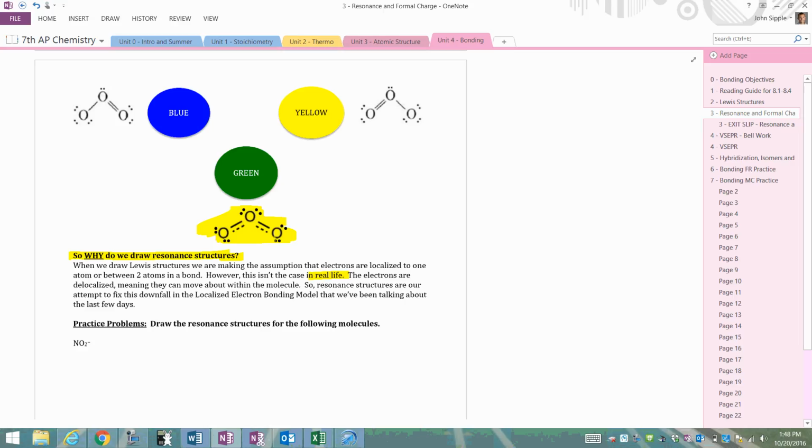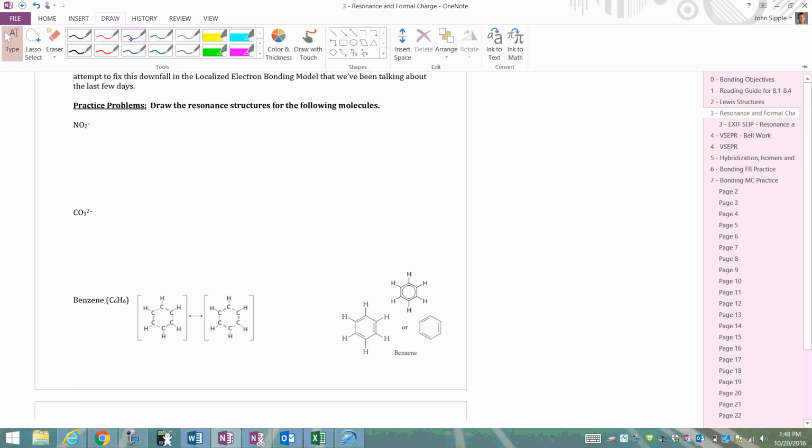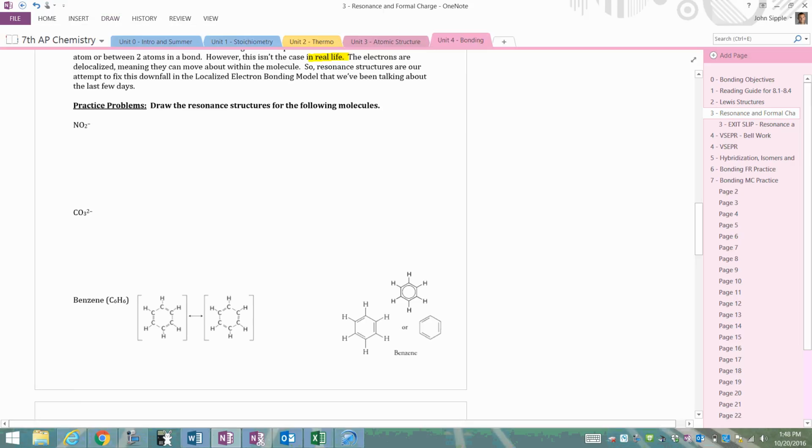That's why we labeled this blue and yellow make green. It's a blend between the different resonance structures that we're drawing, especially when the resonance structures are all equivalent to one another. They're all the same. Now, there are resonance structures that we draw that are not equivalent, where things are slightly different from one resonance structure to the next. We'll get to that in just a second. Let's practice drawing a couple resonance structures. I'll do the first one here, and then I'll have you guys do carbonate.